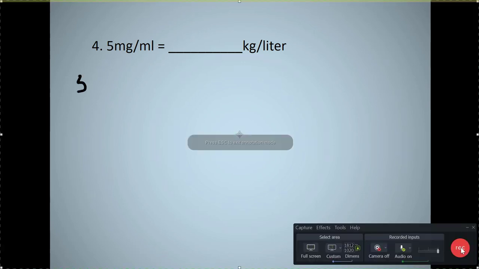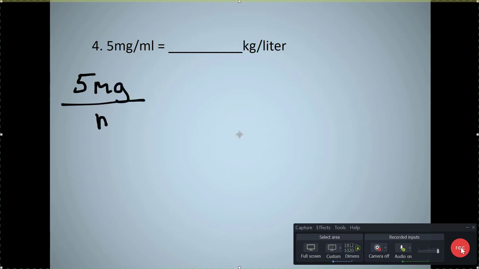So please observe, you have 5 milligrams per, which means divided by milliliters. So notice that milliliters is on the bottom. Now there is a 1 right there, but I usually don't write it because it doesn't bother me, but if it does bother you, you keep the 1 there. So 5 milligrams per 1 milliliter. Let's go ahead and look at our problem. We have to go from milligrams to kilograms, and we have to go from milliliters to liters.